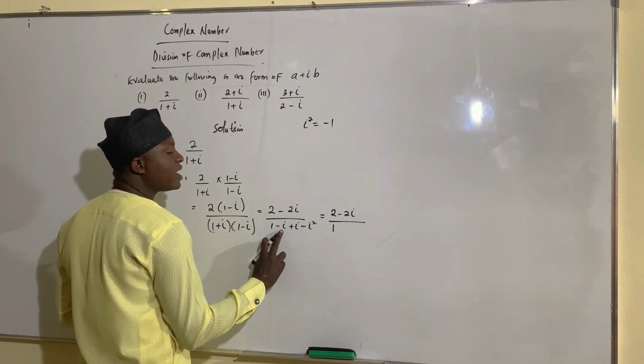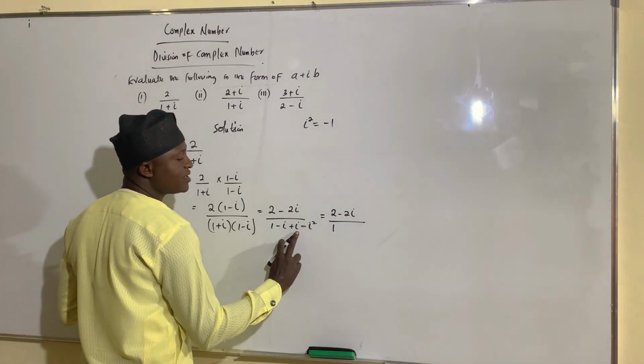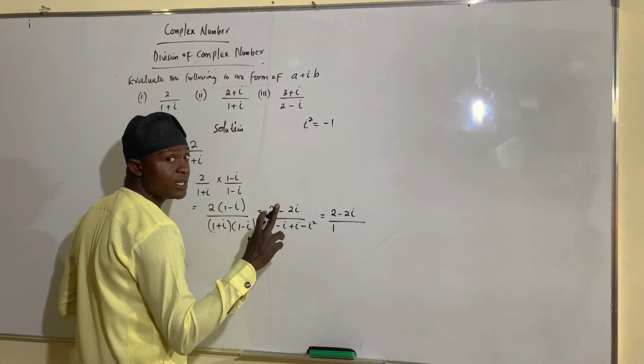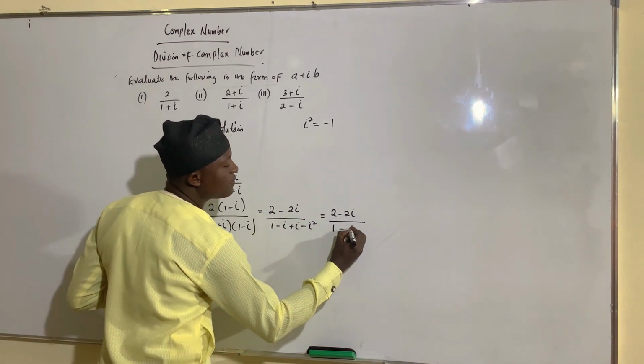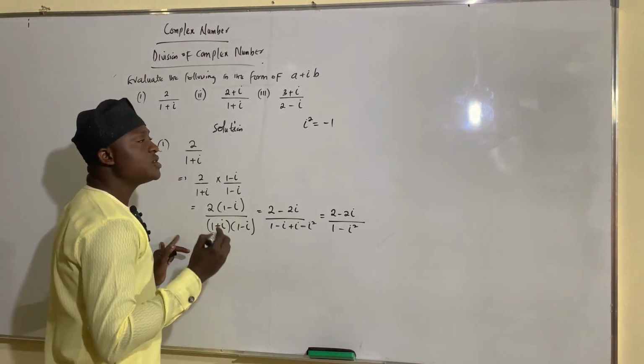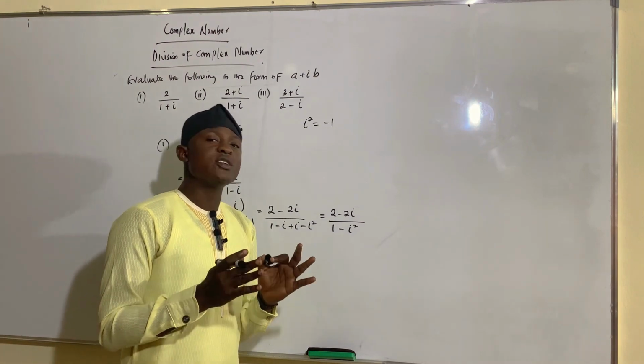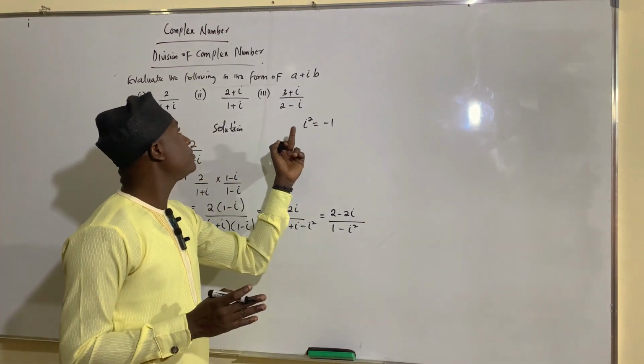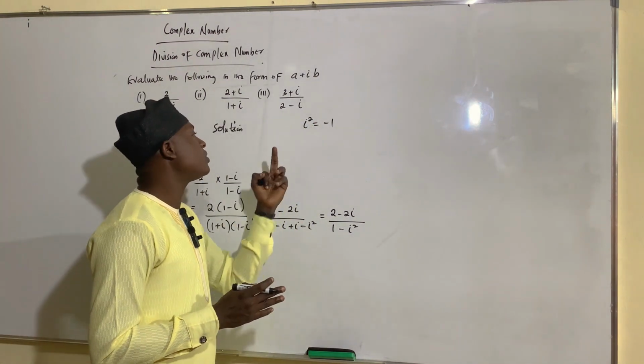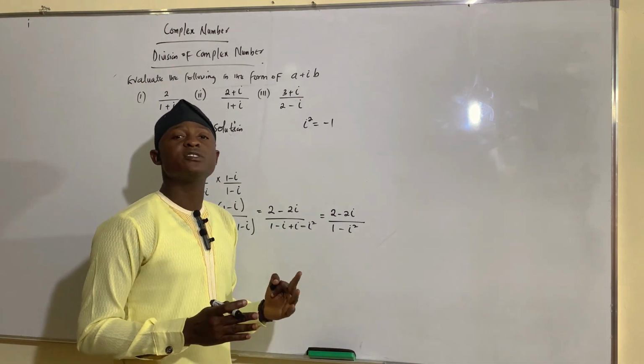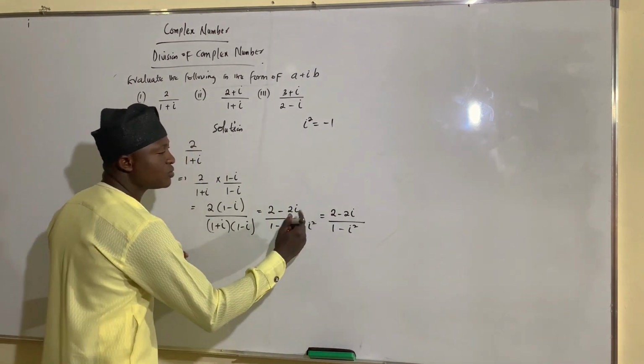You can see what I have here is minus I, and what I have here is plus I. So minus I plus I, that's going to be 0. Then we have minus I squared. Recall, as I told you from the beginning of this complex number class, that whenever we have I squared, it is nothing but minus 1. So I can just substitute it here.